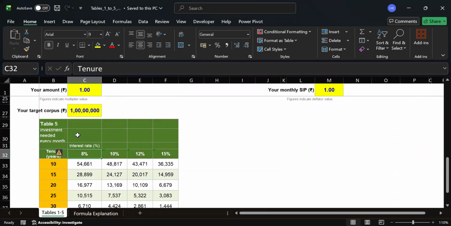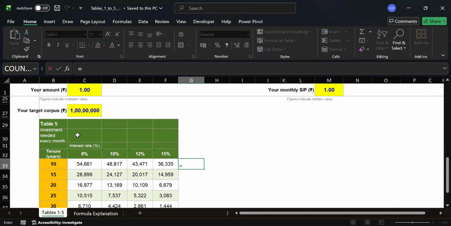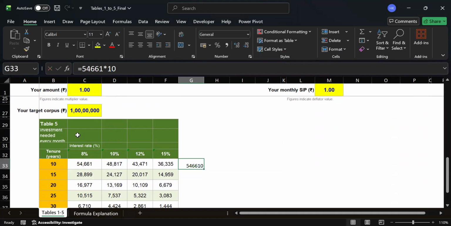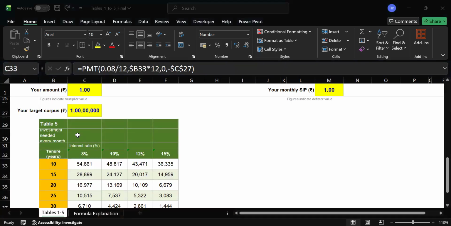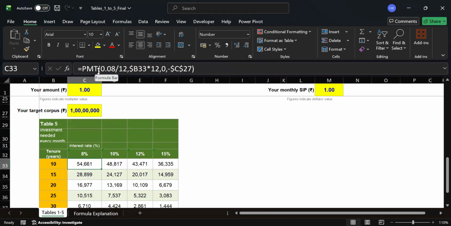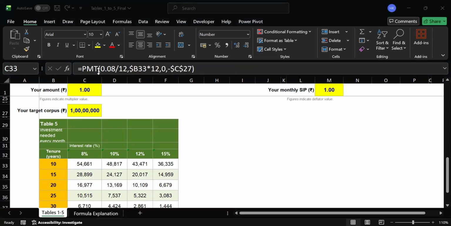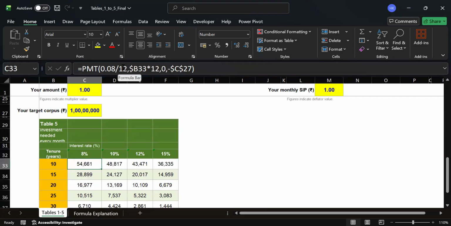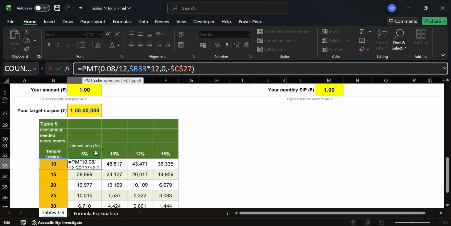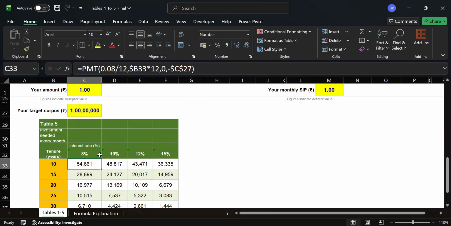But how much investment do we need to make to reach it in 10 years with 8% interest? Investment needed per month. This is the highlight, because here you are seeing a very different finance function called PMT. PMT stands for payment. Let's see the arguments. The first argument is 0.08 divided by 12, which means they have divided the 8% by 12.